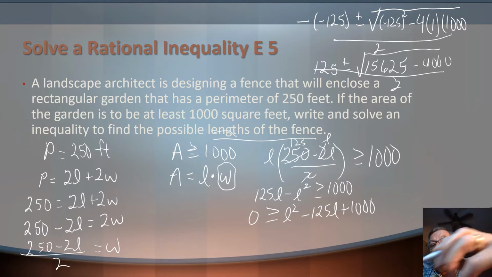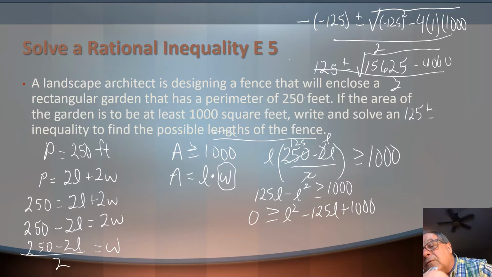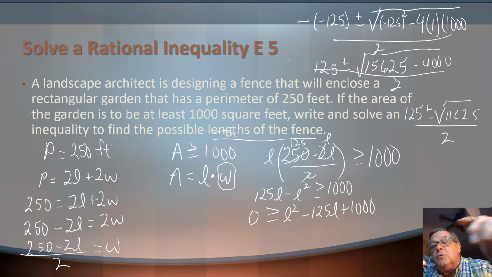So then I've got 125 plus or minus the square root of 11,625, divided by 2. And I think if I put all that into the calculator, that's going to give me a range of what the distance of the feet may be, because remember we've got length times the width. So there's a lot that could go on there. I think I'm going to need a calculator to do this. What do you think?